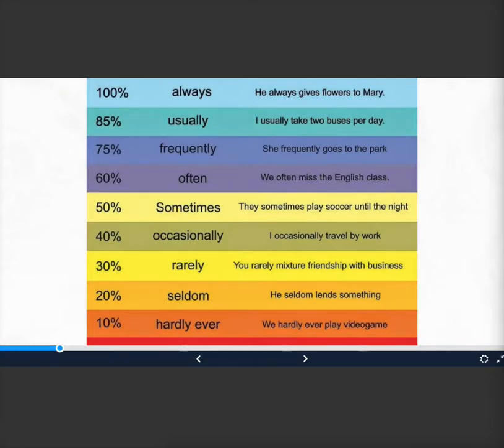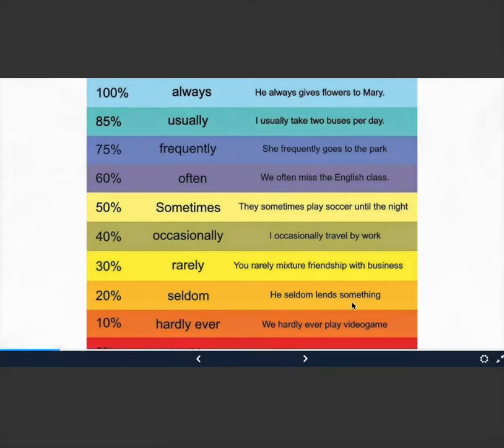So we are going to check the example. Give me a moment. Sophie, can you please help me reading the example? Yes, Miss. We hardly ever play video games. So, we hardly ever play video games. It is not usual. I don't even have, I don't know, a machine to play video games. So, just 10% of the time.